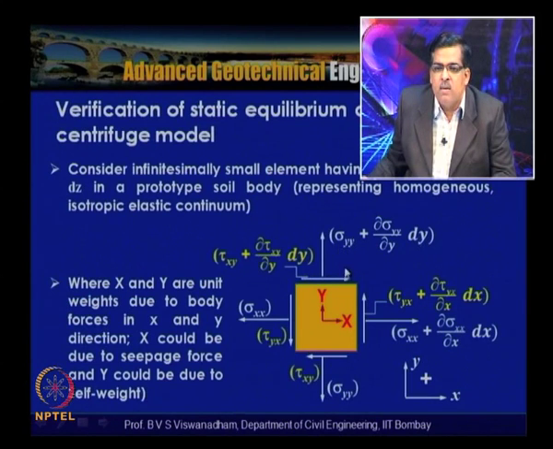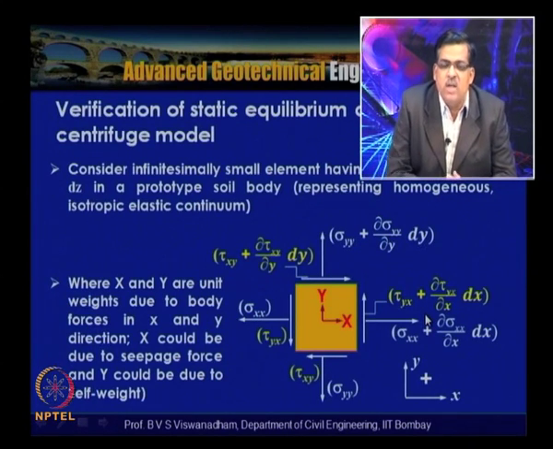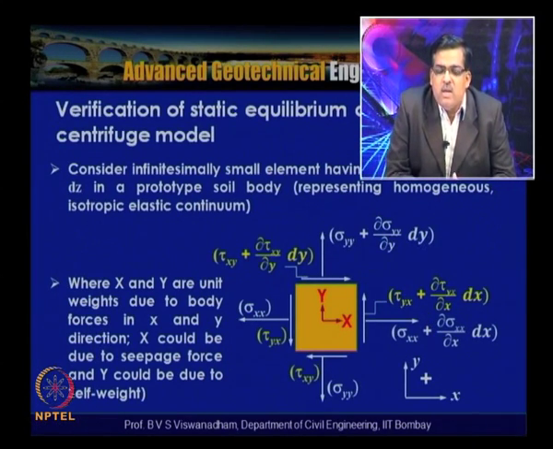Here this is the rate of change of the stress, because of which there is an increase in stress, which is nothing but sigma xx plus dou sigma xx by dou x into dx, and this stress direction is sigma xx. We have considered the elements in tension. Similarly, the stresses in the y direction are sigma yy plus dou sigma yy by dou y into dy, and this is sigma yy. X is the body force acting in the x direction, and Y is the body force due to self weight acting in the y direction. This is the sign convention: x is positive in this direction, y is positive in this direction.